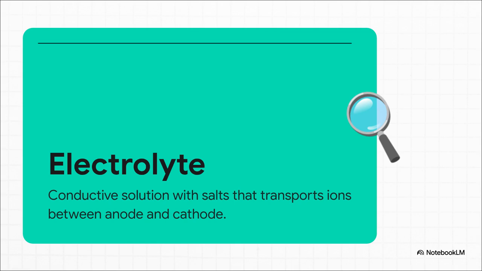Let's look a little closer at the 3rd component on that list, the electrolyte. An electrolyte is basically an electrically conductive solution that sits in contact with both the anode and the cathode. Now, what's really interesting here is that pure water is actually a pretty terrible conductor of electricity. But here's the catch. Environmental moisture is almost never pure, right?